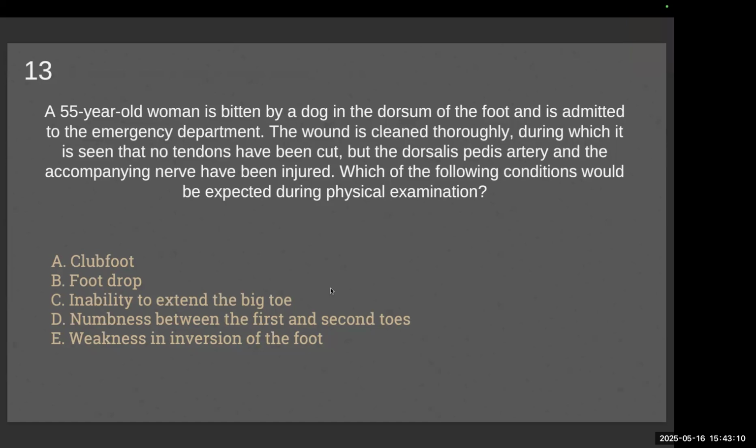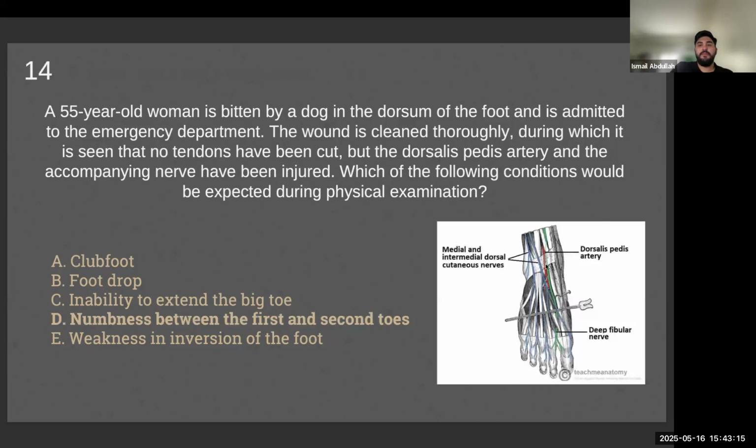That's deep fibular. Correct. So if you see the picture right here, this is your deep fibular, innervating the web space between the first and the second toe. And this is the dorsalis pedis. So let's assume the dog bit her right here. This is what's really affected.